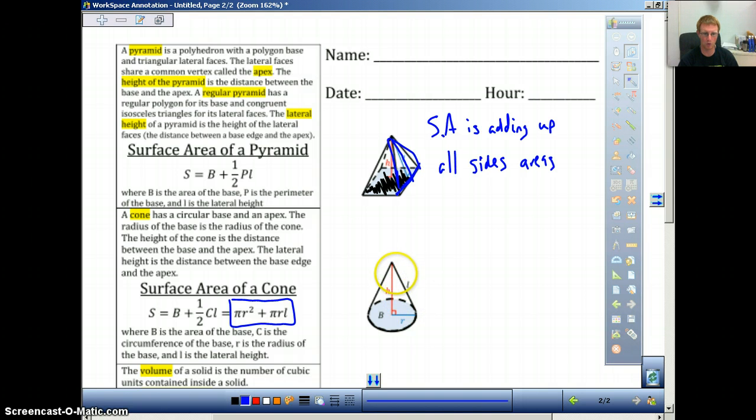From the top of the cone down to the edge of the circle, not the height down to the center. That does not really mean much for us unless we're trying to find what L is. But we need L. L is going to be your slant height is what we call it, or lateral height is also a term that we use. So this is the formula we're going to use for that. So let's just go ahead and get right into some problems and we'll go from there.